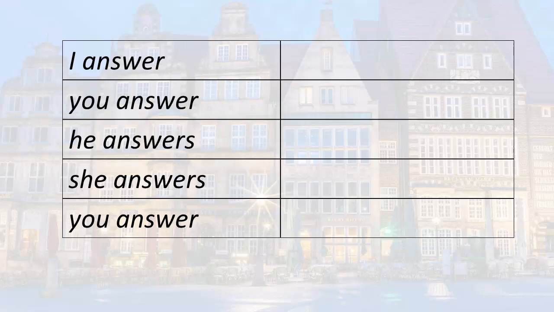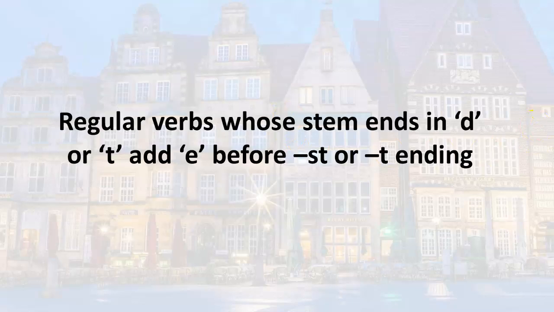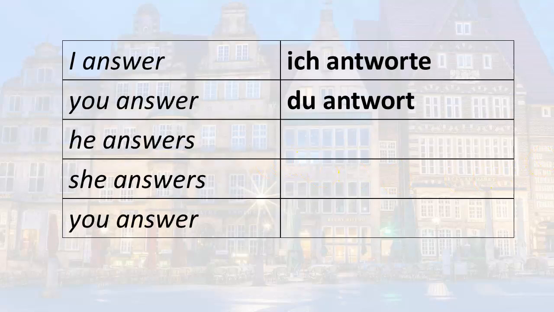If I want to say I answer or I reply, I respond in German, it is ich antworte. Notice I put the E ending on the root, Antwort, ich antworte. So here's where the rule will come into play, and just as a reminder, the rule is regular verbs whose stem ends in D or T add an E before the ST or the T ending. So this one here, instead of just adding an ST, I add an EST. Du antwortest. You answer, you respond, you reply.